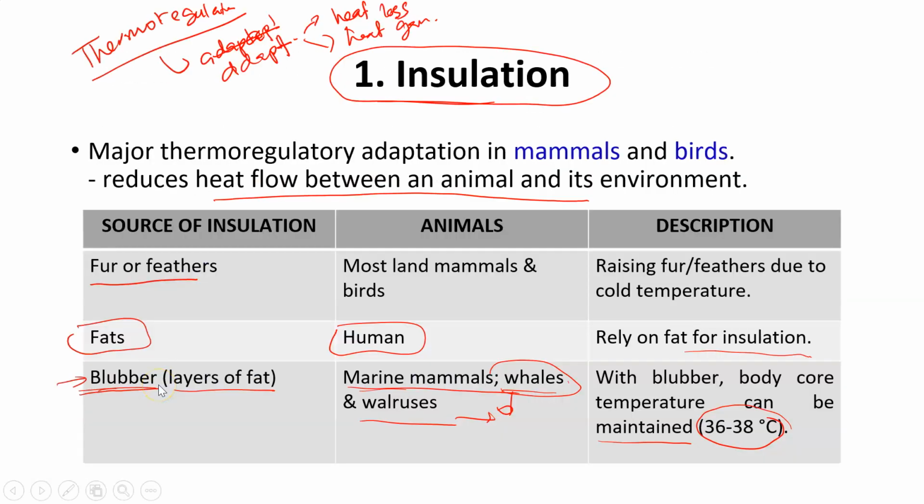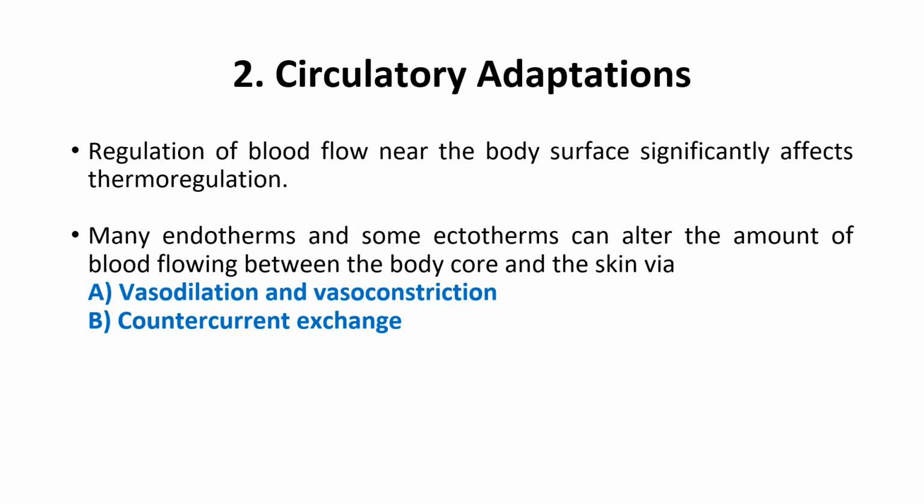Okay, fur, feathers, fat and blubber. Second adaptation is circulatory adaptation. This is relating to blood vessels, blood flow.